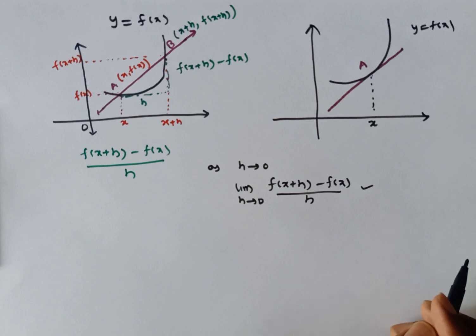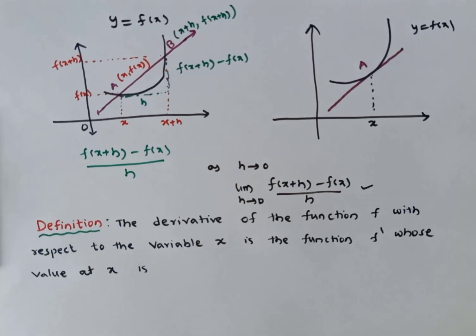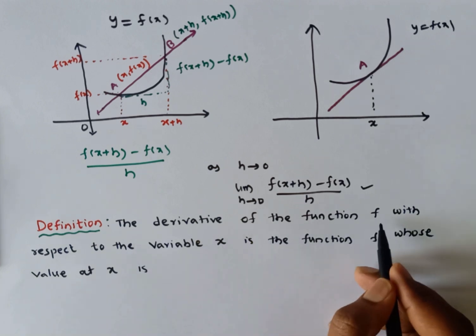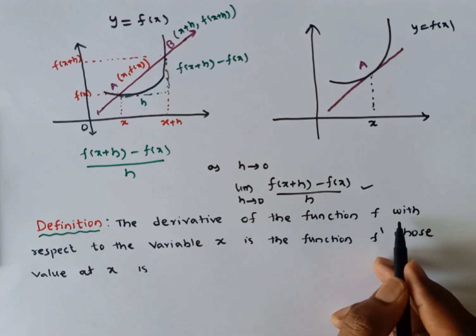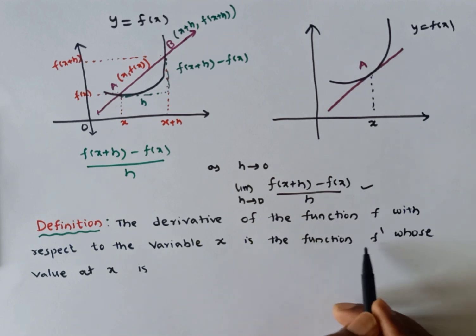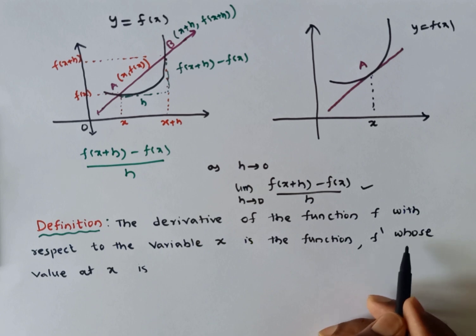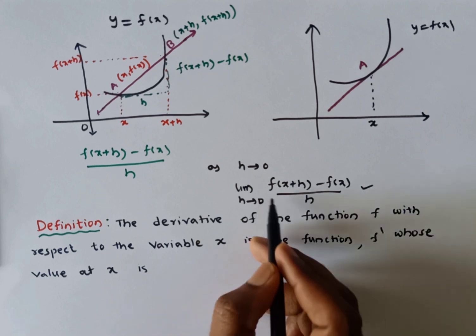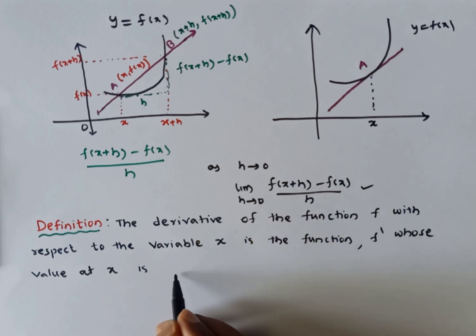So let us see the definition of derivative. Using this concept, the derivative of the function y equals f of x, or f, with respect to the variable x is the function f dash whose value at x is this limit, which is denoted by f dash of x.